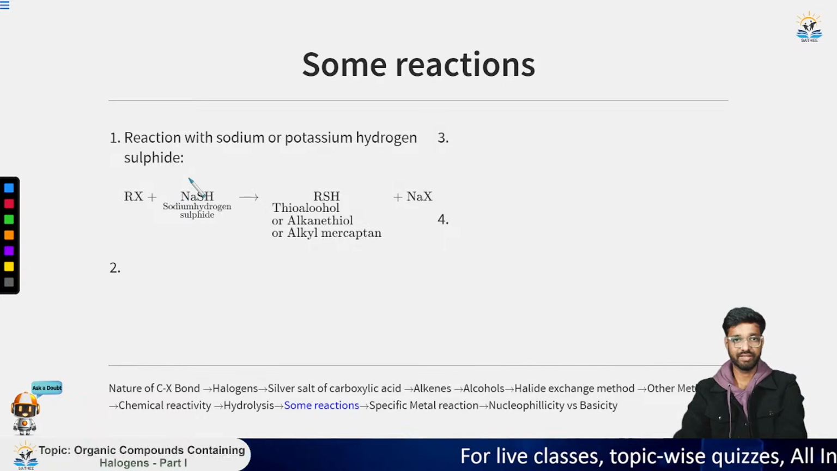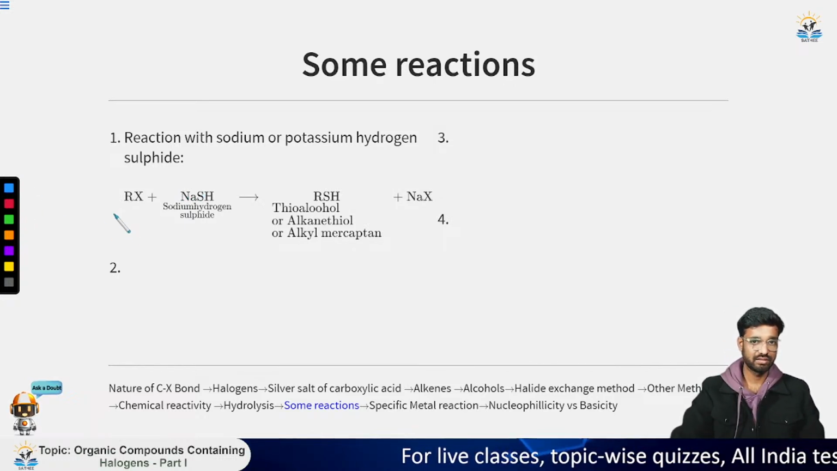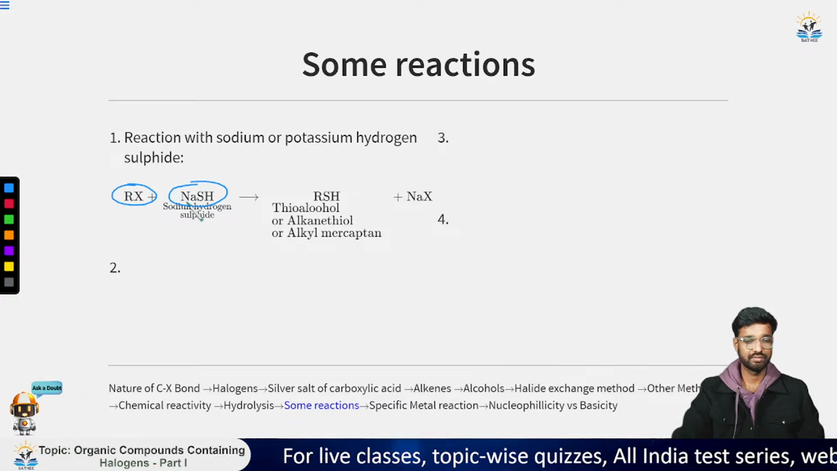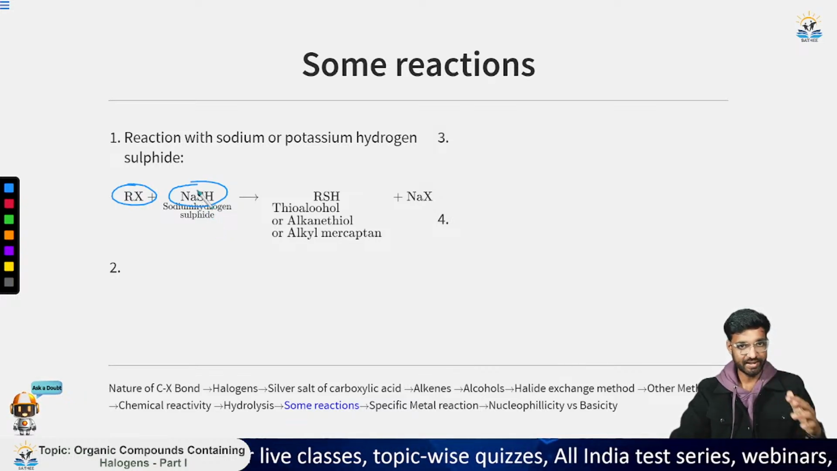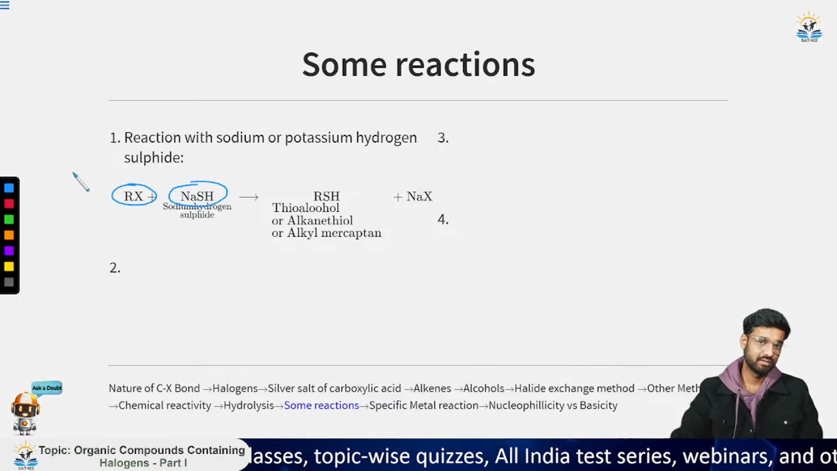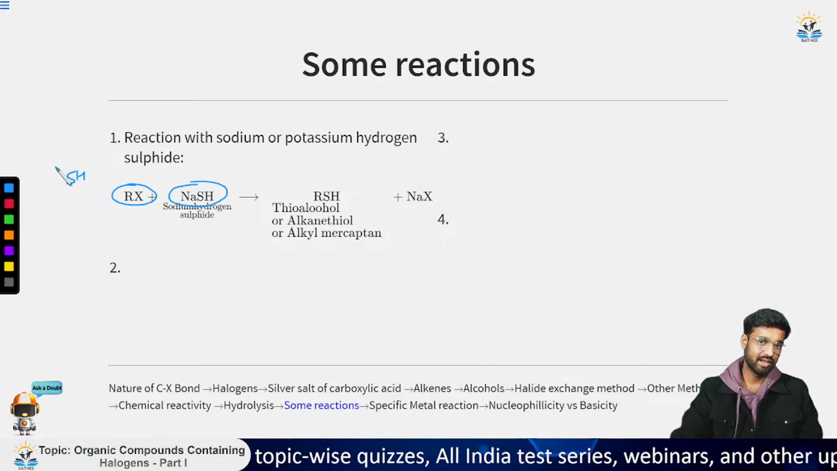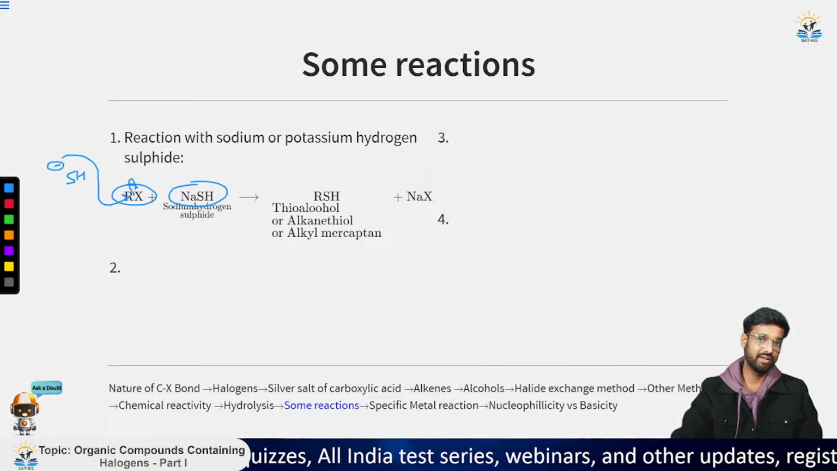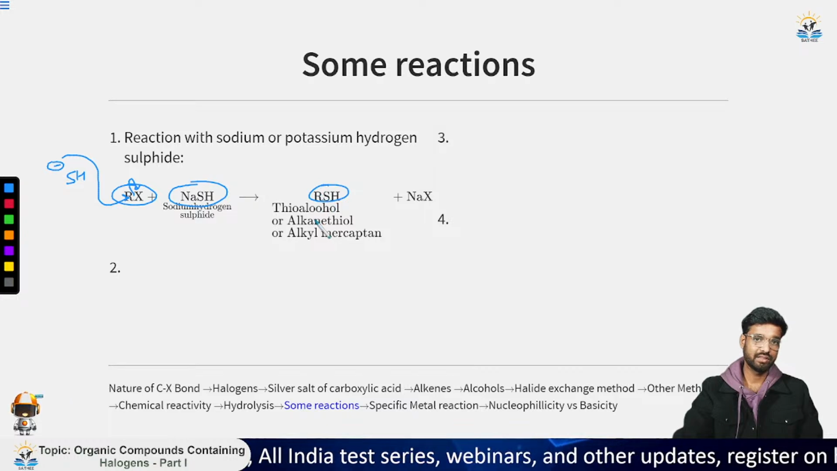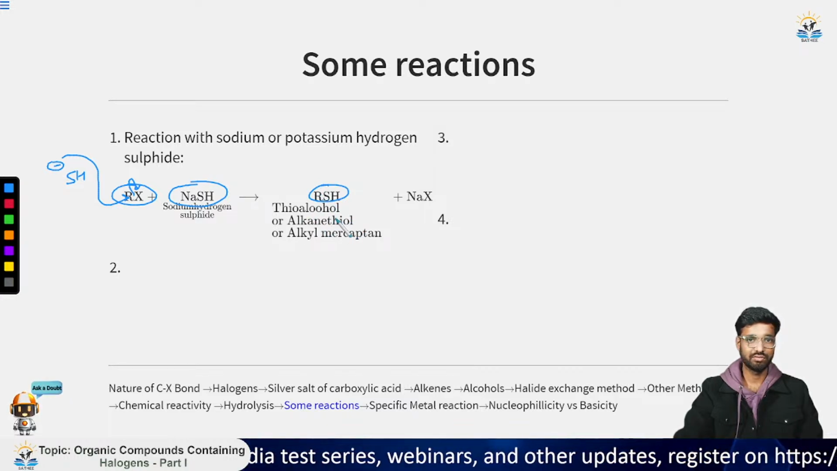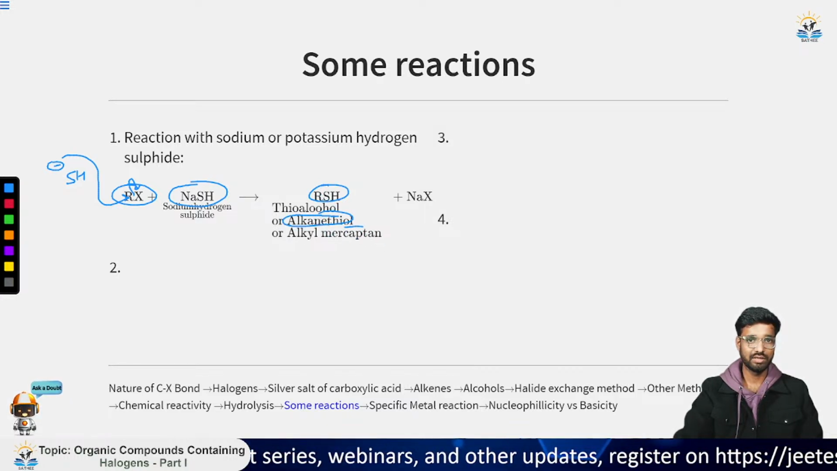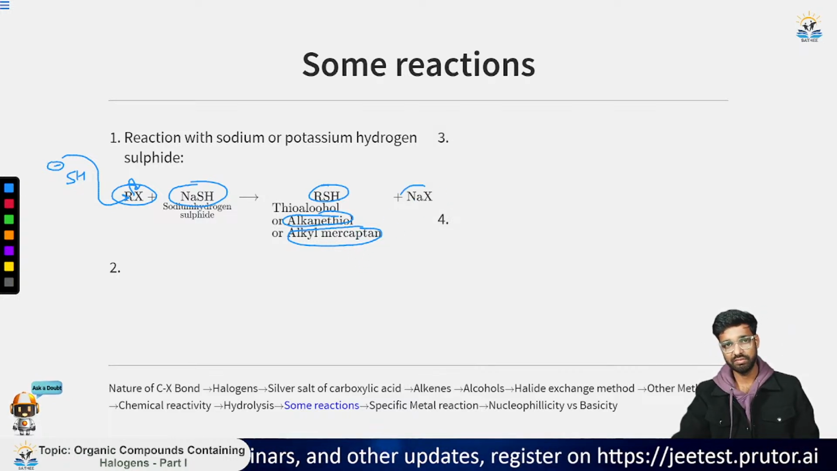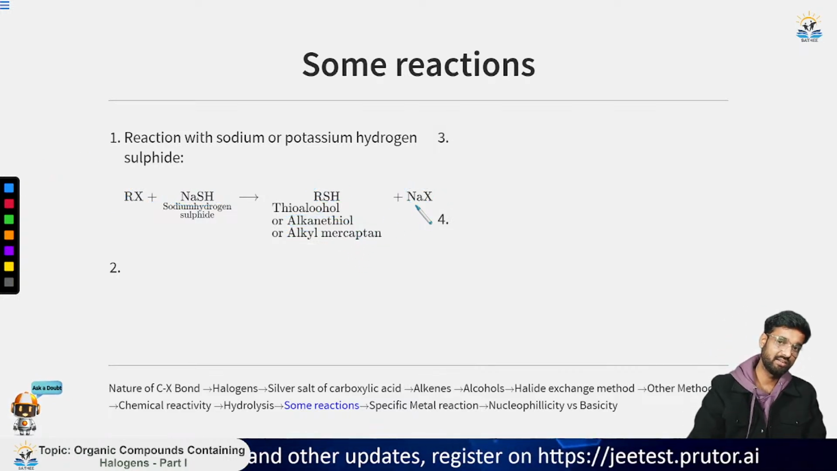Now some reactions that we can see. We are taking NaSH and RX here. This SH minus will act as a nucleophile and attack this R, and X will leave, and we will get RSH. This is called thioalcohol, alkane thiol, or alkane mercaptan, plus we get the sodium halide.